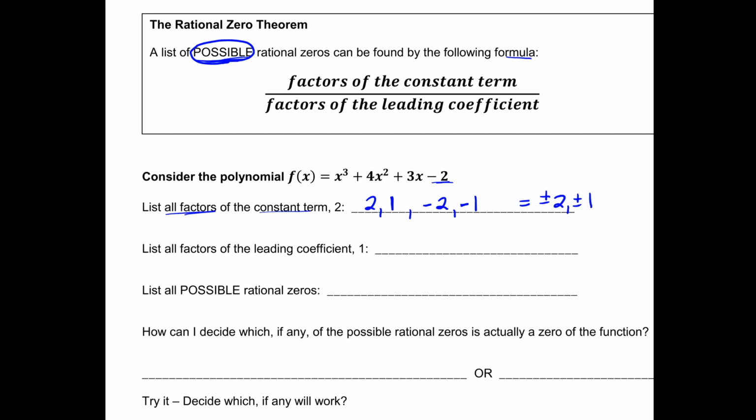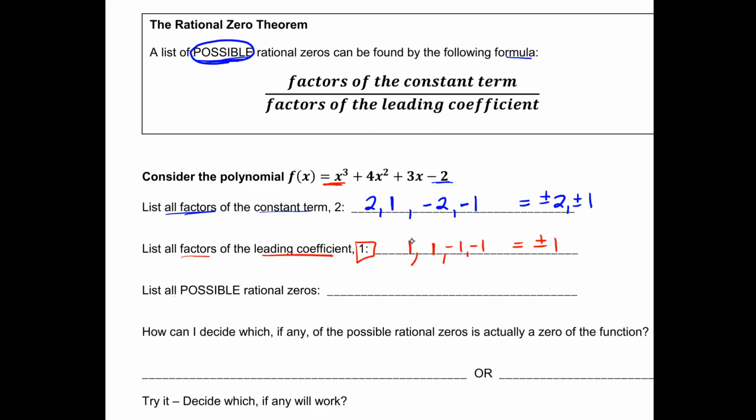Okay, how about factors of the leading coefficient? That's the coefficient of the highest degree term. Why do we say 1? Because if there's nothing there, it's understood to be a 1. 1 times anything keeps that value of the number. So what are factors of the number 1? 1 and -1, right? So you've got to take into account both of them. So it would be plus or minus 1.